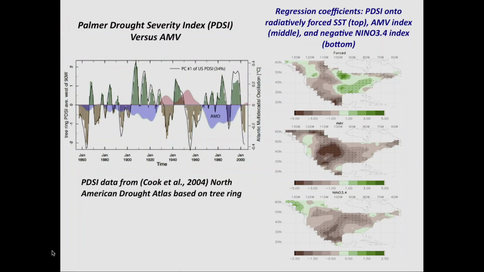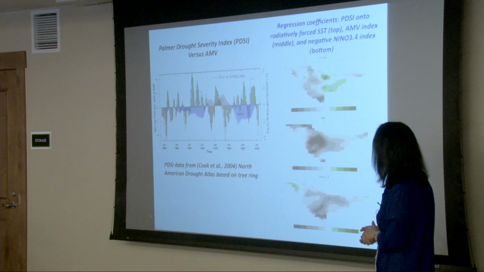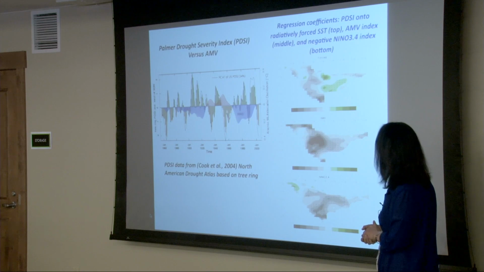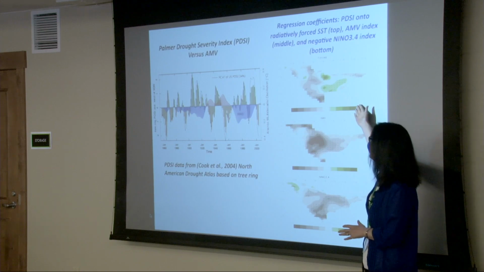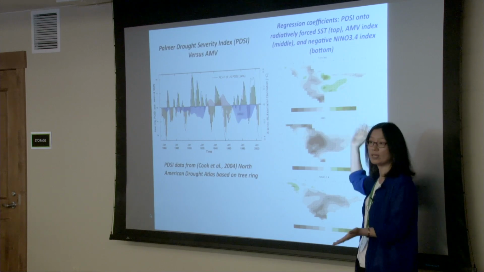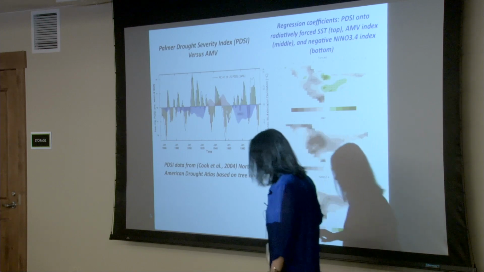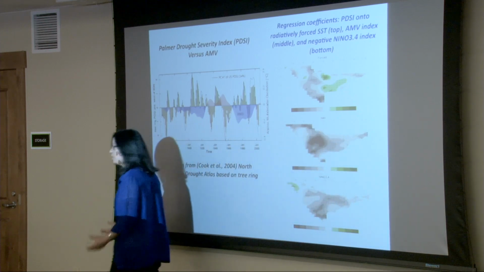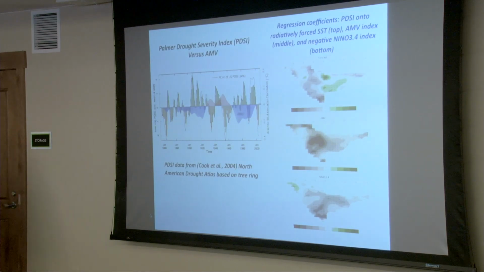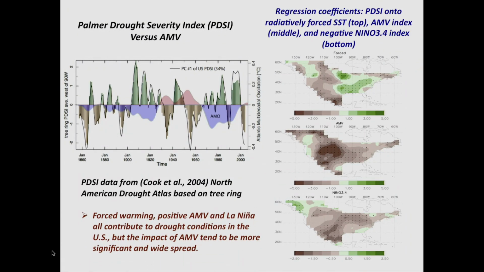So we know on the annual time scale there's a lot of drought in the US connected with the negative Nino, so the La Nina condition. But AMV on the decadal time scale is showing a very widespread drought condition in the US. And the forced component shows more of an east-west sort of pattern. West is drying, but east is not. So AMV seems to be more widespread, showing a widespread linkage to the US hydroclimate.